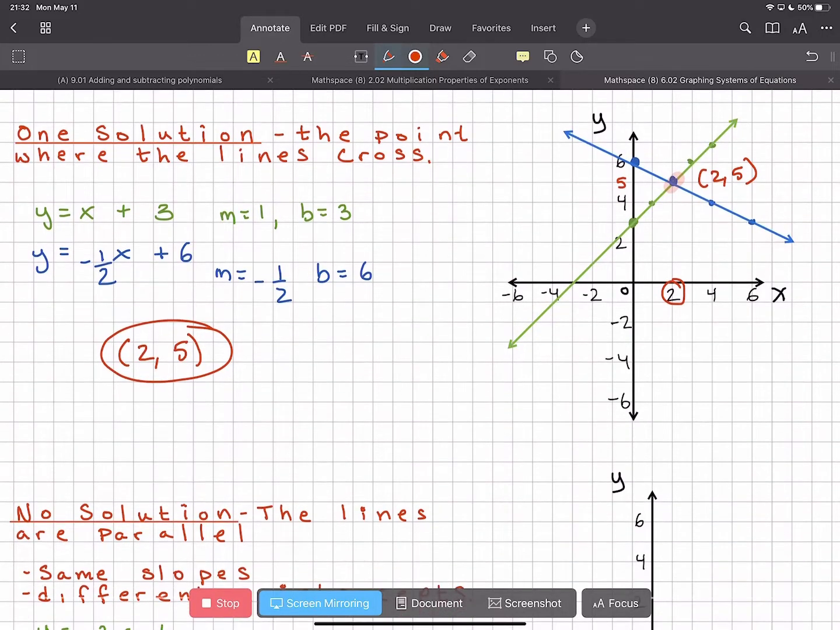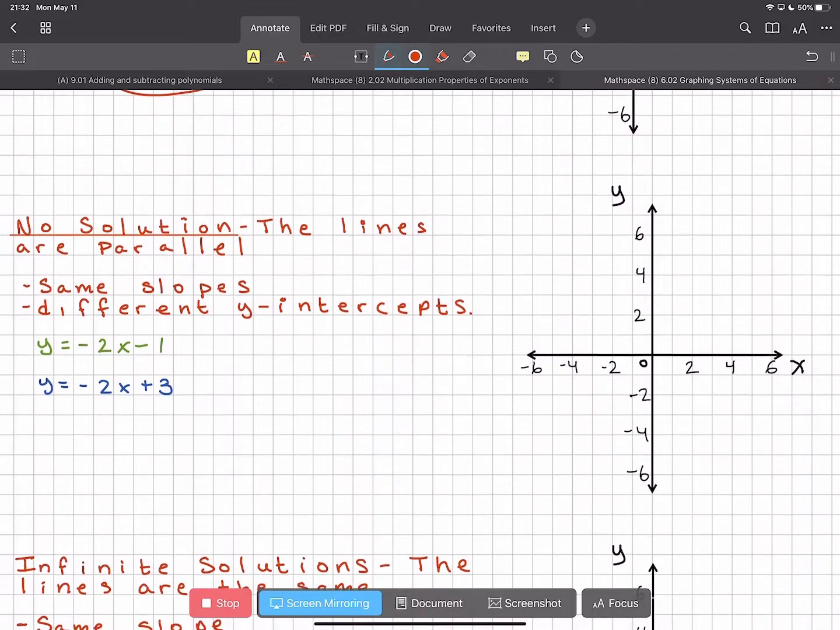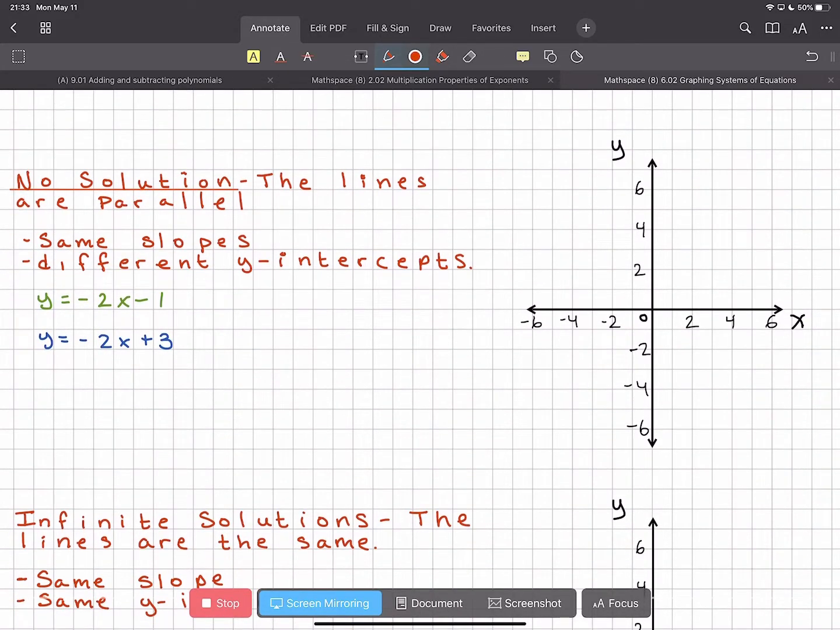Okay, let's look at no solutions. If we have a system of equations that has no solution, we can often tell by looking at the equations because the slopes will be the same, but they'll have different y-intercepts. And what that means is when we graph them, the lines will be parallel.